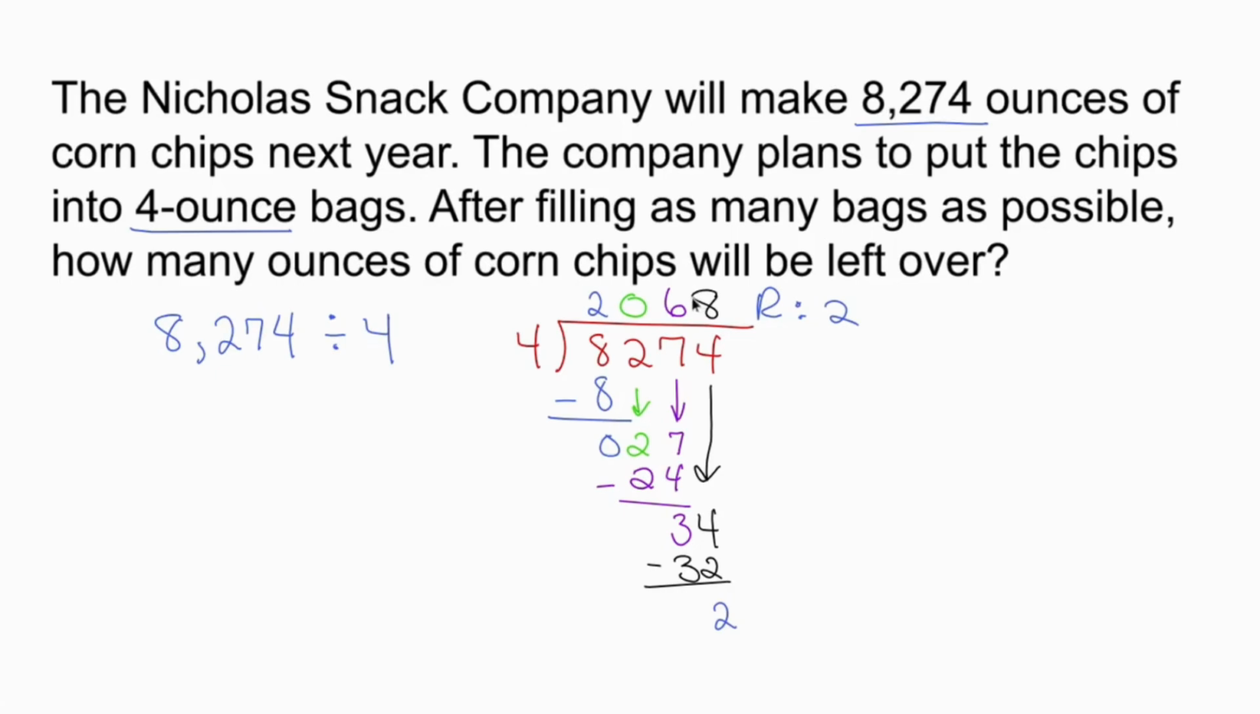Now, what this means is if we're going to put this many ounces of chips into 4-ounce bags, you will be able to fill 2,068 whole bags and have 2 ounces left over. Now, what's the question asking? How many ounces of corn chips will be left over? Well, that is your remainder. So the answer is going to be 2 ounces will be left over.